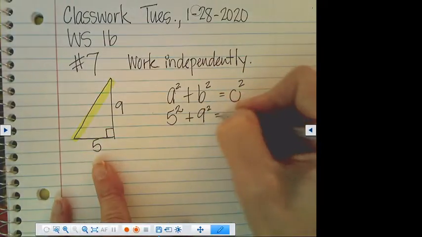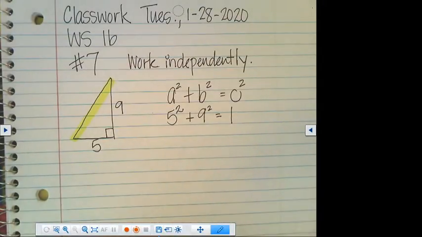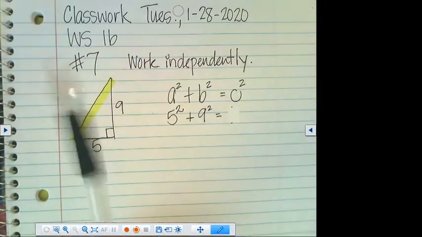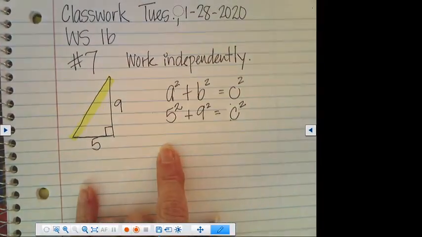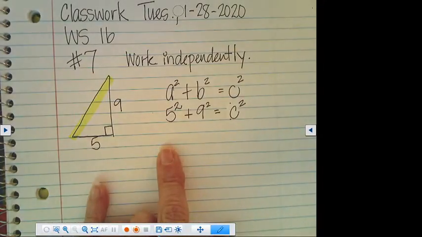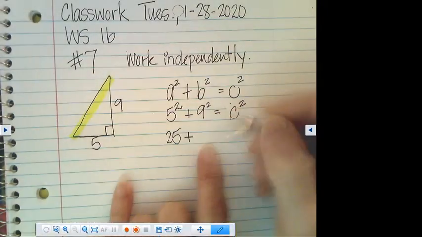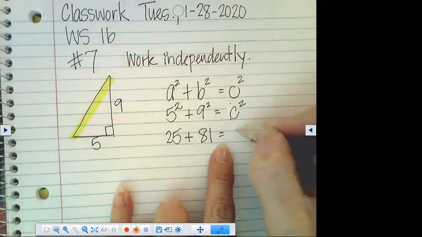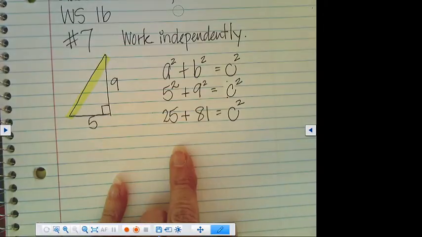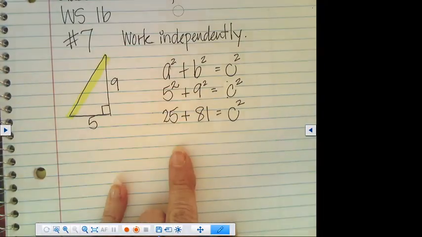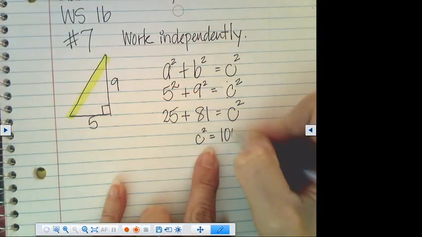Please follow order of operations. Aunt Sally is always last, right? So please don't add the 5 and the 9. You want to do your exponents first. Okay. So far, so good, guys. Anybody want to give me our number? 106. C squared is 106.